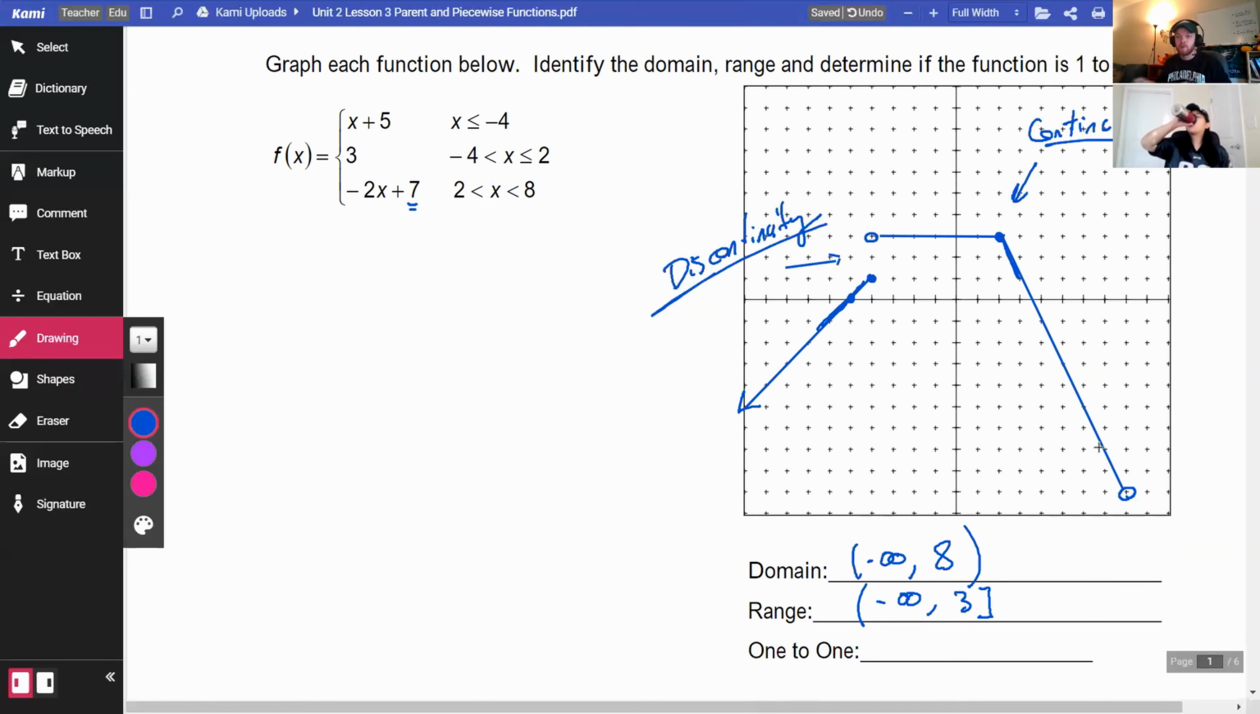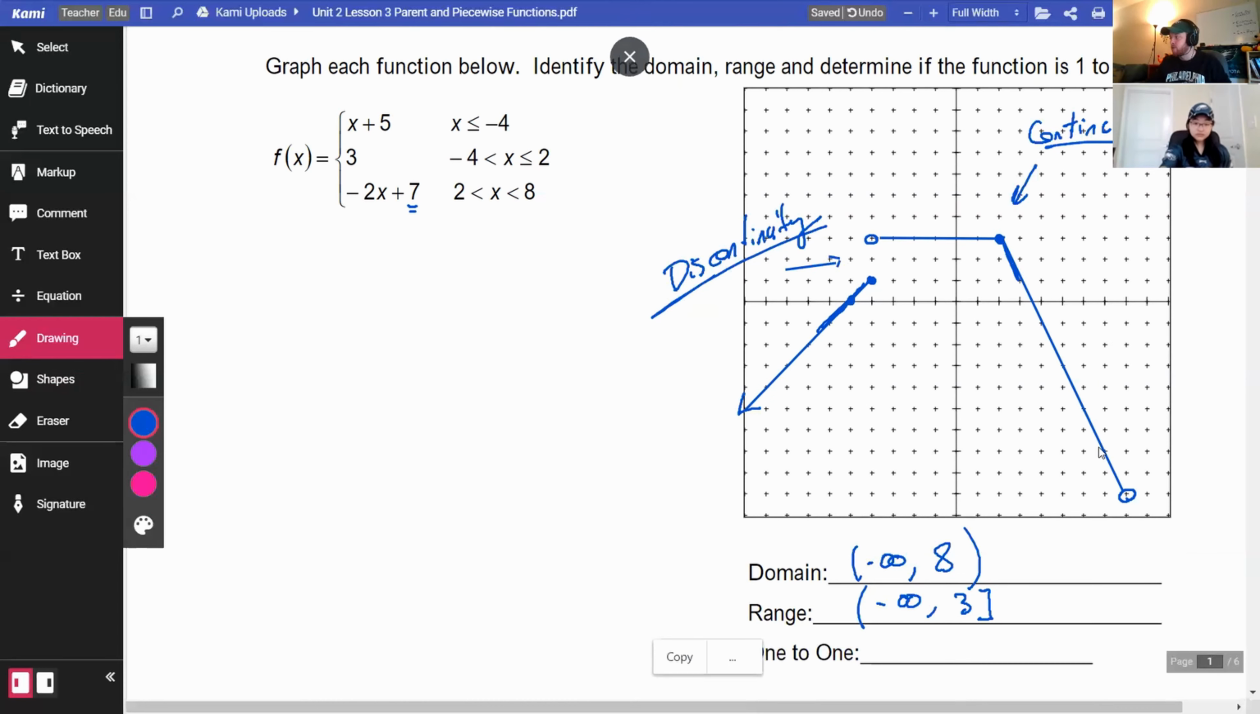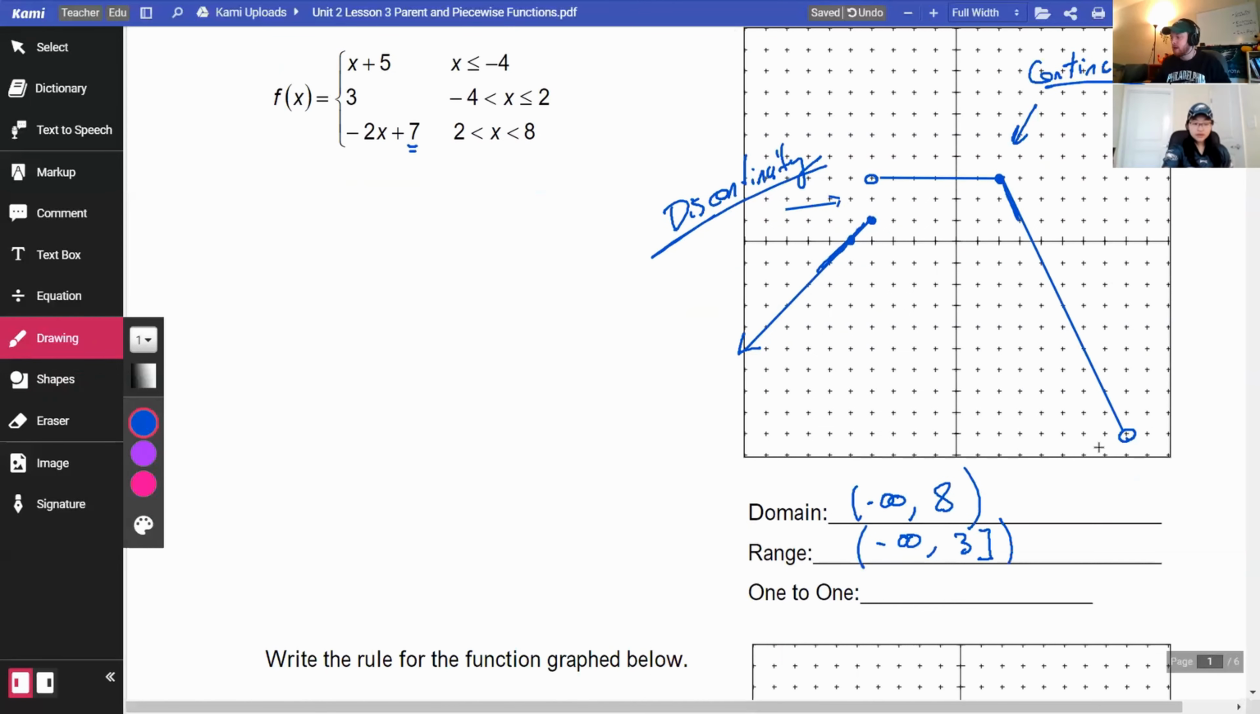But with all that said, let's proceed. I had a parenthesis. I turned it into a bracket, by the way, everyone. Hopefully you noticed that. Is this 1-to-1?